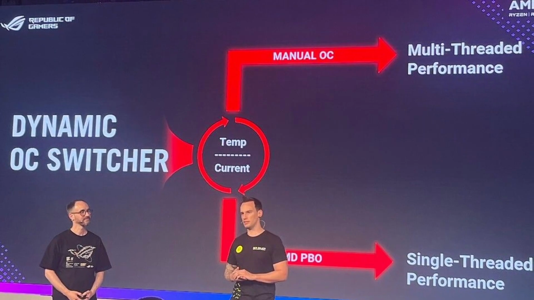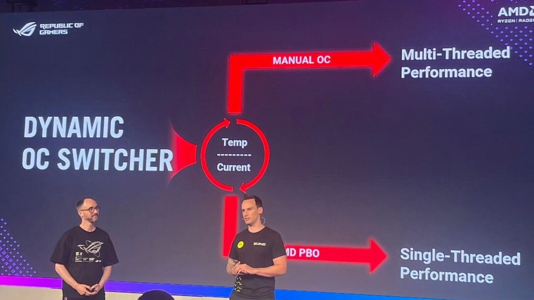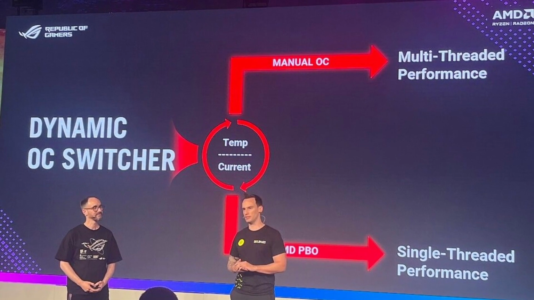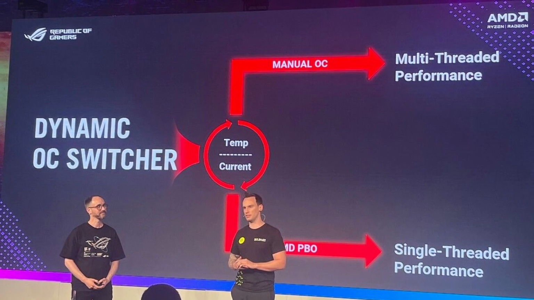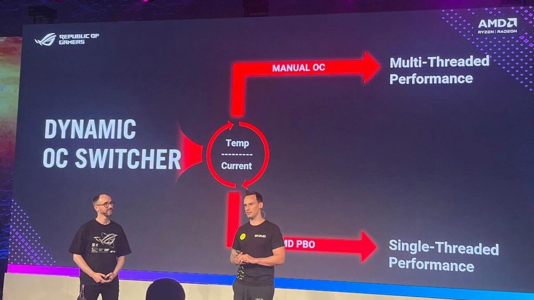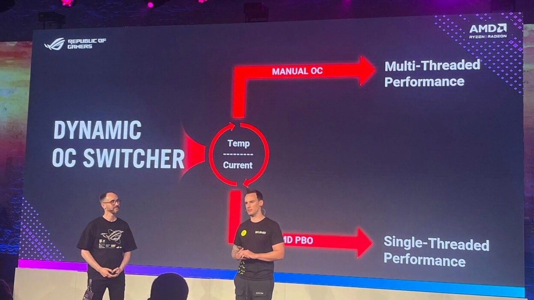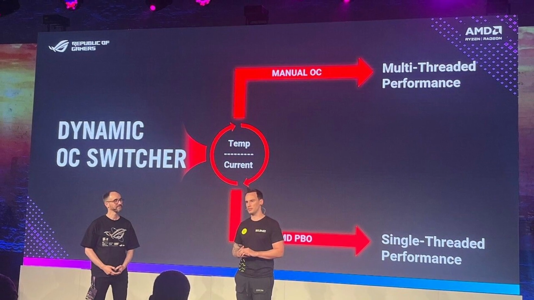ASUS Dynamic OC Switcher gives us the best of both worlds, allowing the system to actively switch between Precision Boost Overdrive and manual OC mode at runtime. It's easiest to conceptualize DOS as retaining all the automatic Precision Boost benefits, but with a manually configured frequency floor for all core workloads.